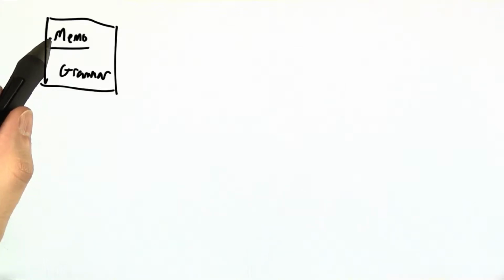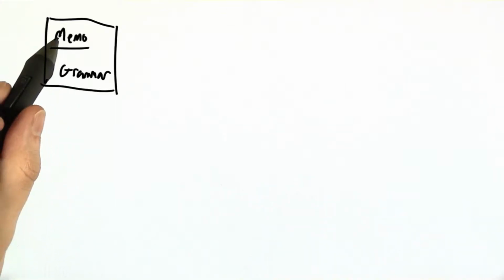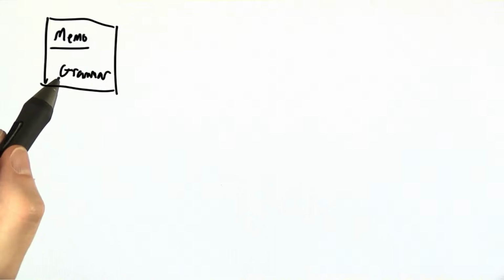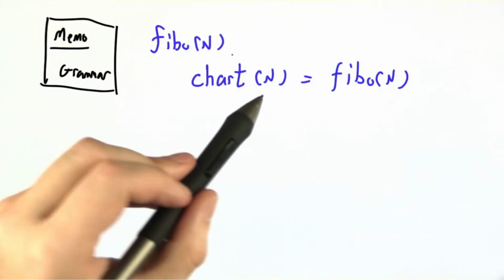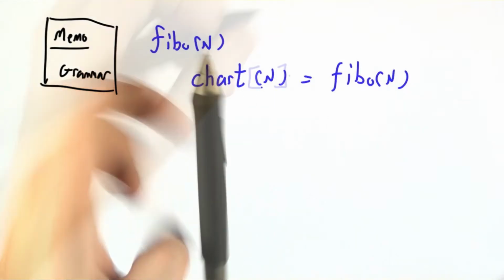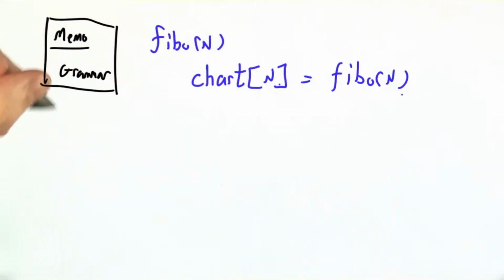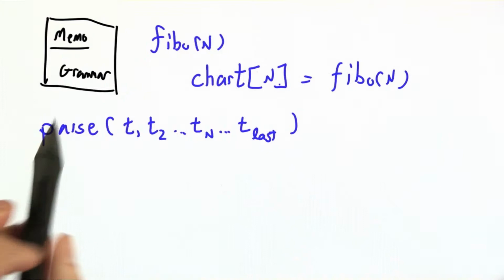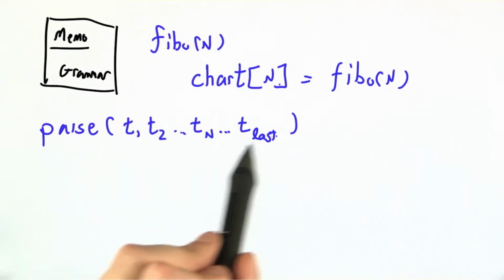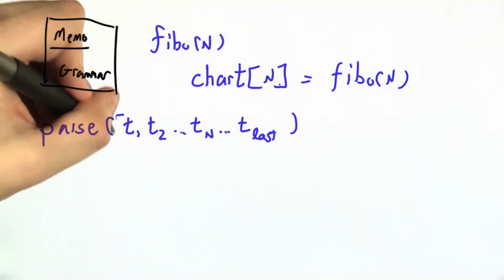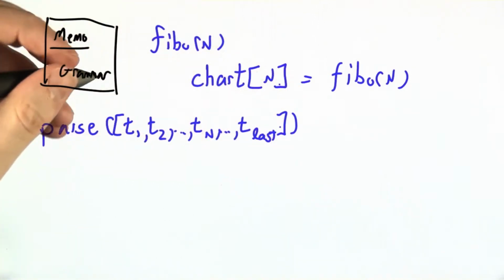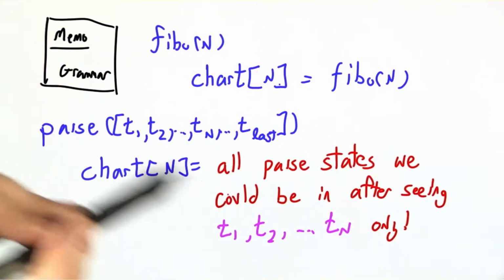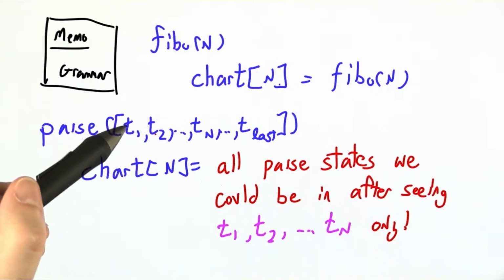So just as we applied memoization to Fibonacci, we're going to apply memoization to our attempts to parse a grammar. When we were trying to compute Fibonacci, the nth position in the chart corresponded to the nth Fibonacci number. Let's say I'm trying to parse a string made out of a big list of tokens. Token 1, token 2, token n, all the way up to token last. We're going to try to figure out the string one token at a time.